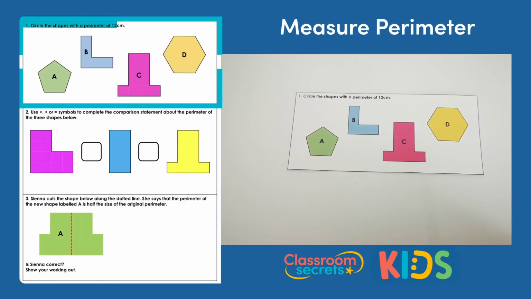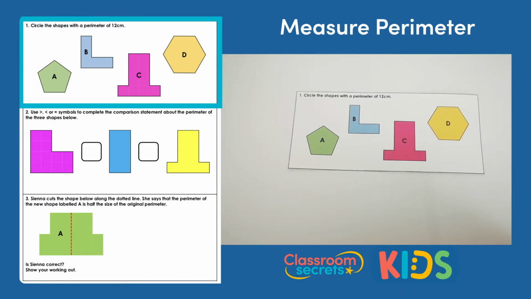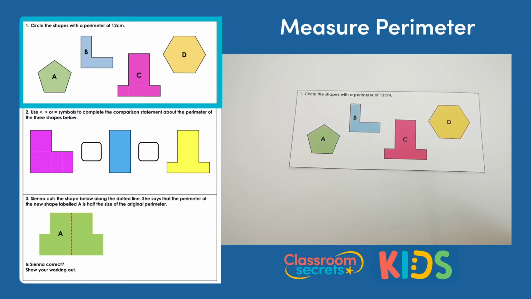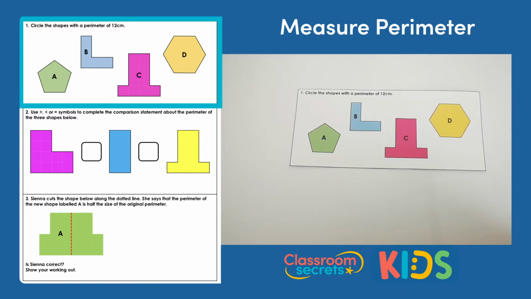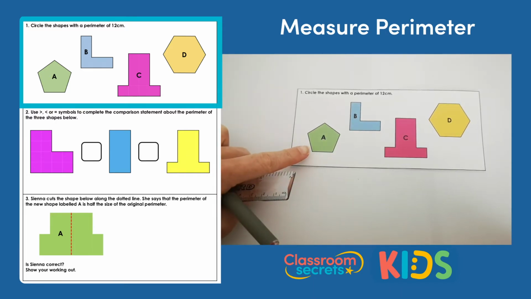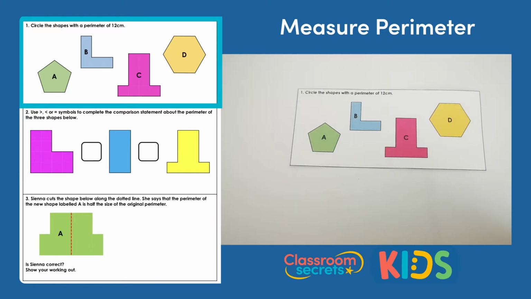Question 1 says, circle the shapes with a perimeter of 12 centimetres. So what we need to do for each shape is measure the sides, add up the measures for each side, and that will tell us the perimeter of that shape. If that shape has a perimeter of 12 centimetres, we can circle it. So the first shape, A, let's start there.